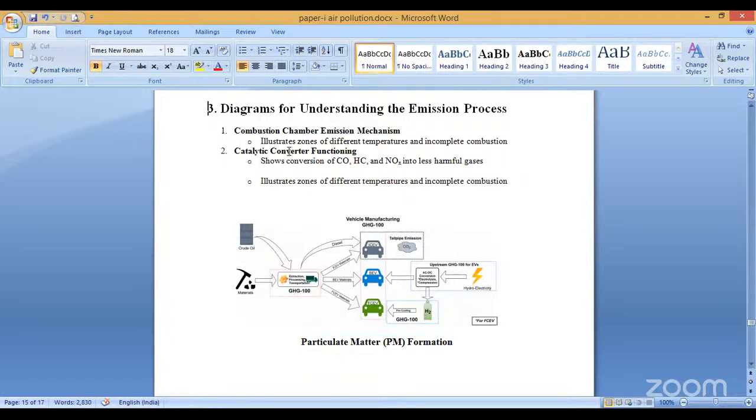Diagrams for understanding the emission process: the combustion chamber emission mechanism illustrates zones of different temperatures and incomplete combustion. The catalytic converter functioning shows the conversion of carbon monoxide, hydrocarbons, and nitrogen oxides into harmless gases. And this is a diagrammatical representation.